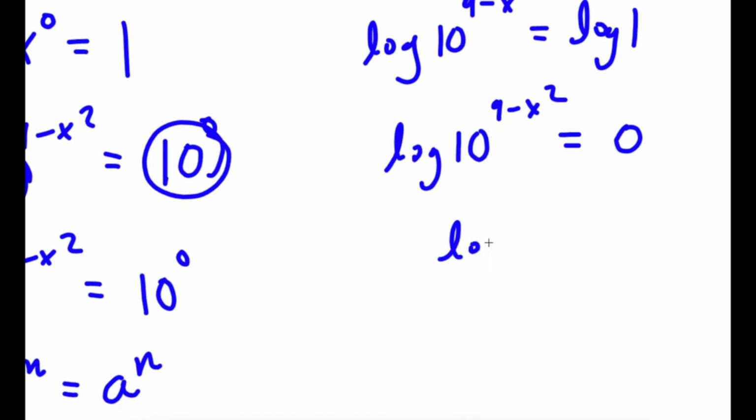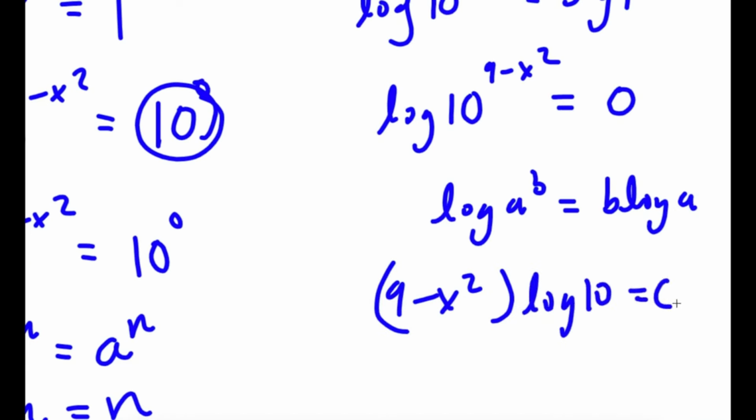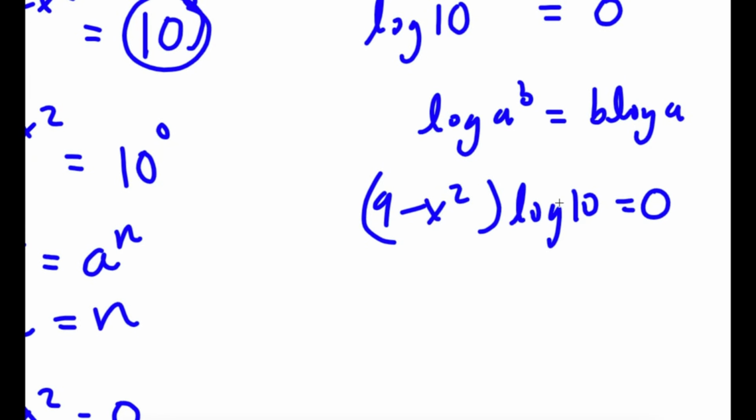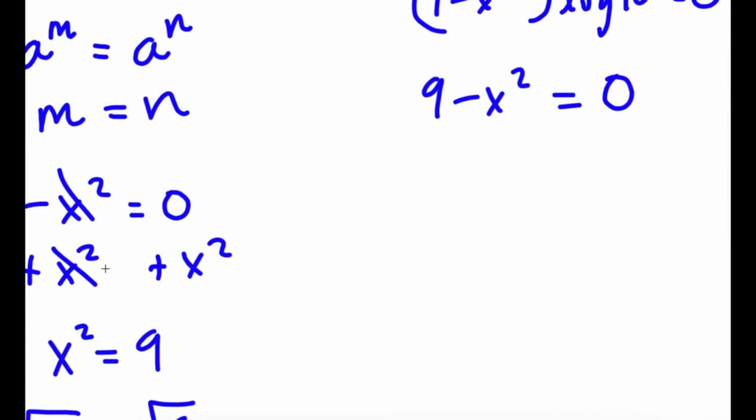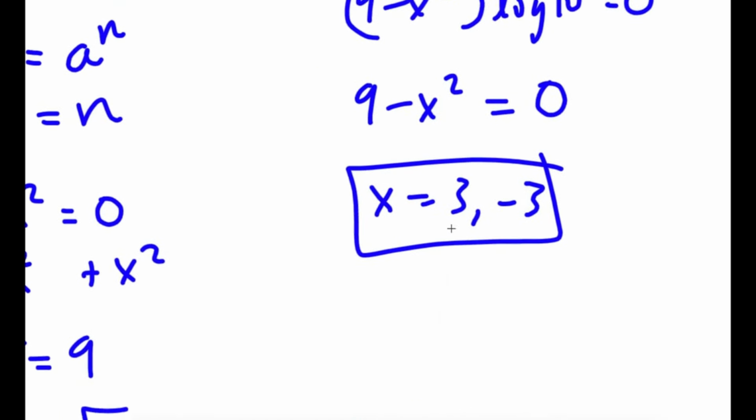And if I have something in the form log a to the power of b, it's the same thing as b times log a. So in this case, I have 9 minus x squared times log 10 is equal to 0. Now log 10, this is simply 0. Or sorry, this is simply 1. So now I have 9 minus x squared times 1, which is simply 9 minus x squared, is equal to 0. And again, I'm back to where I started. 9 minus x squared equals 0, so x is equal to 3 or negative 3. So that is my second solution.